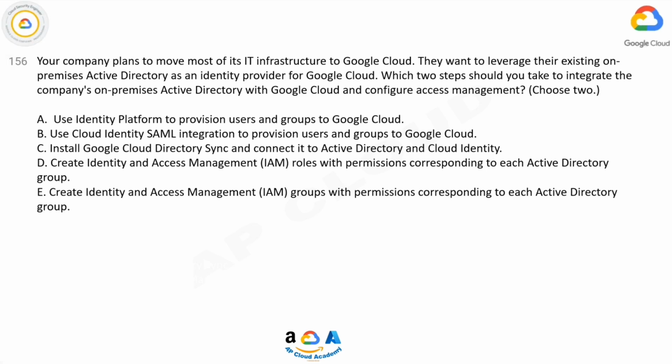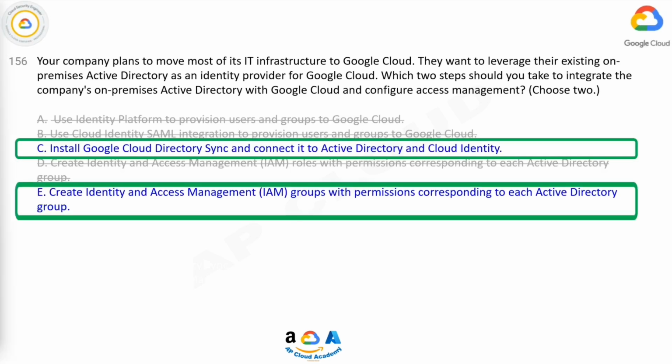The correct answer is C and E. C. Install Google Cloud Directory Sync and connect it to Active Directory and Cloud Identity. E. Create Identity and Access Management (IAM) groups with permissions corresponding to each Active Directory group.